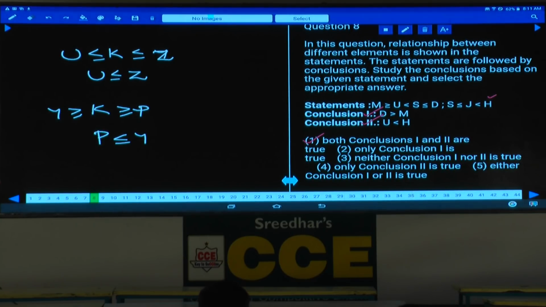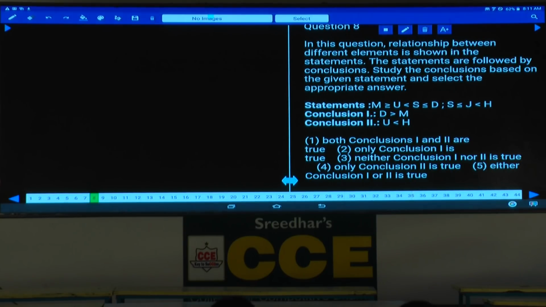Then coming to question number 8. Now in this 8th one, the relation between D and M. M is here, D is here. Now the elements M and D, this is greater than and this is lesser than, two opposite symbols between these two letters M and D. The first conclusion does not follow, isn't it?